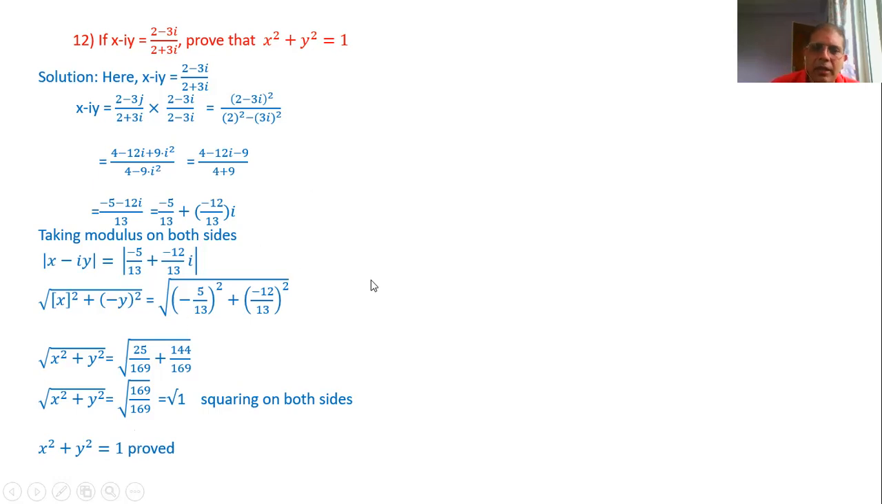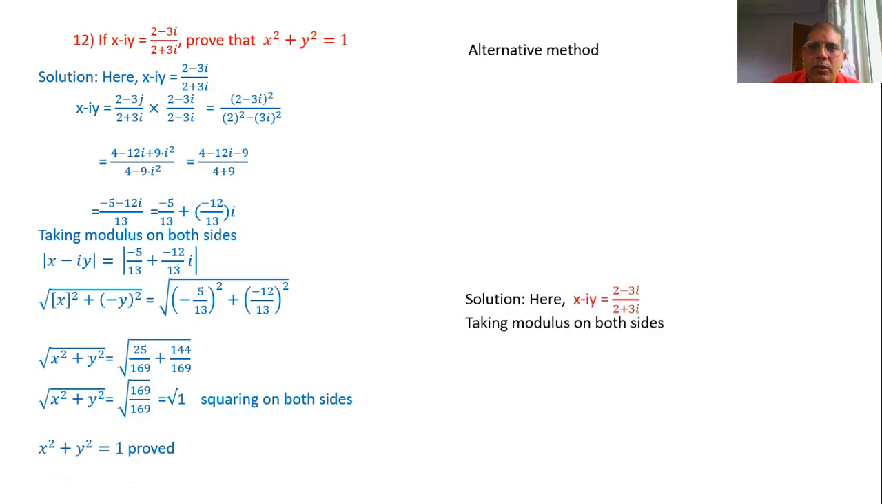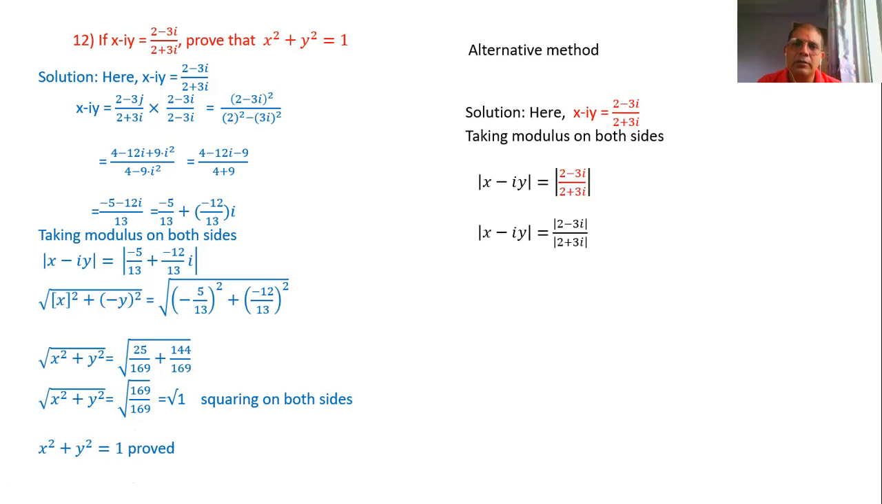Okay, similarly I want to do this question by another method also. Now the solution here: x minus iy is equal to (2 minus 3i) divided by (2 plus 3i). Then you should take modulus on both sides. Then you can separate the modulus by this law. You know the absolute value of z1 by z2 is equal to the absolute value of z1 divided by the absolute value of z2. Yeah, you can do this one.